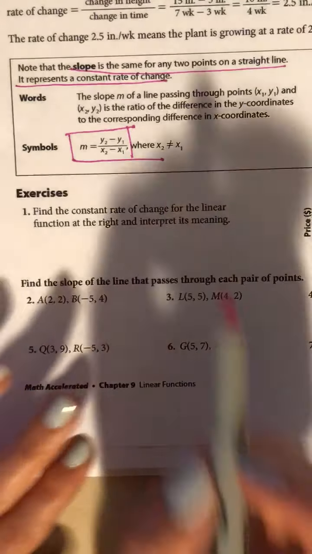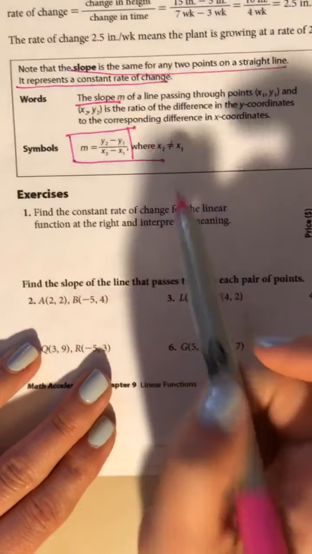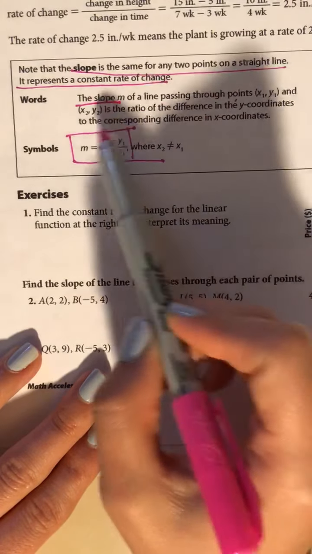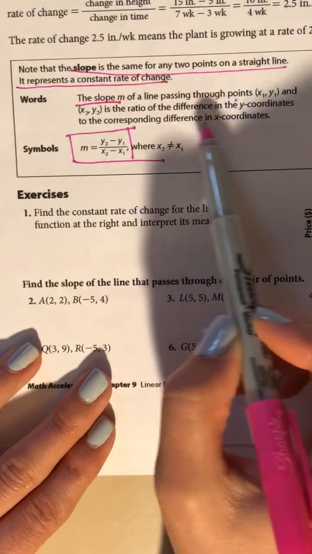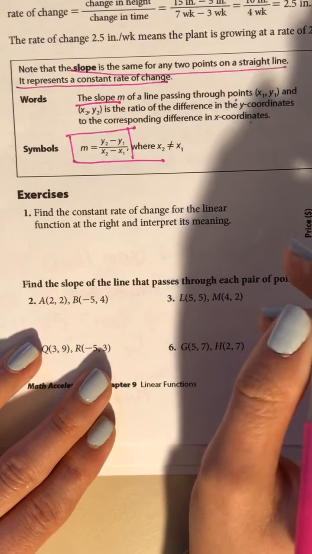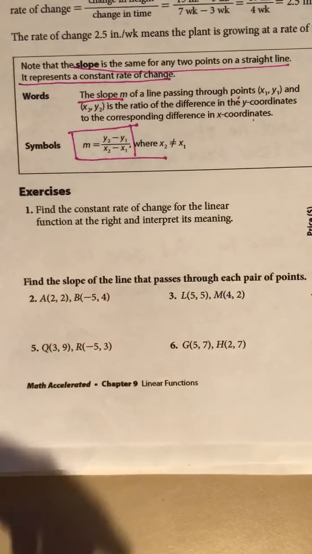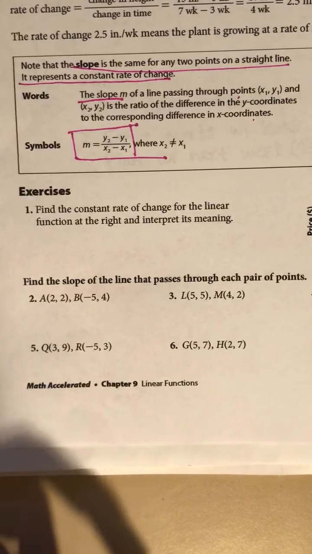So it says that the slope m, we're always going to represent the slope with the letter m, of a line passing through the points x1, y1 and x2, y2 is the difference in the y coordinates over the difference in the x coordinates. In other words, if you took the 2 y coordinates and subtracted them, and took the 2 x coordinates and subtracted them, that would give you the slope, okay?